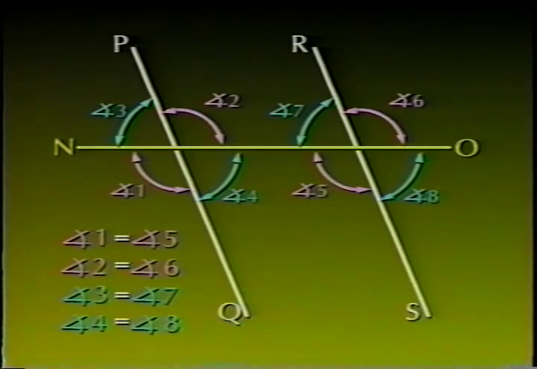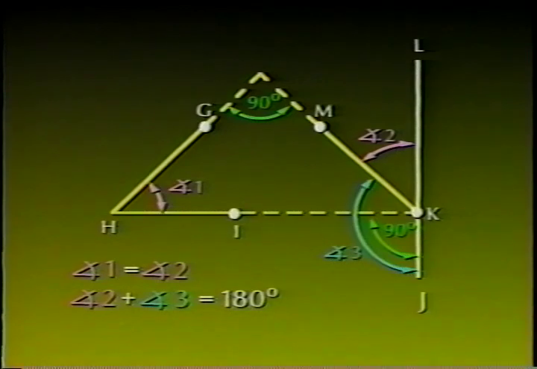As shown, angle 1 equals angle 5, angle 2 equals angle 6, angle 3 equals angle 7, and angle 4 equals angle 8. Rule number 4, two angles are the same or supplement each other if their corresponding sides are perpendicular. As shown, angle 1 equals angle 2, and angle 2 plus angle 3 equals 180 degrees.